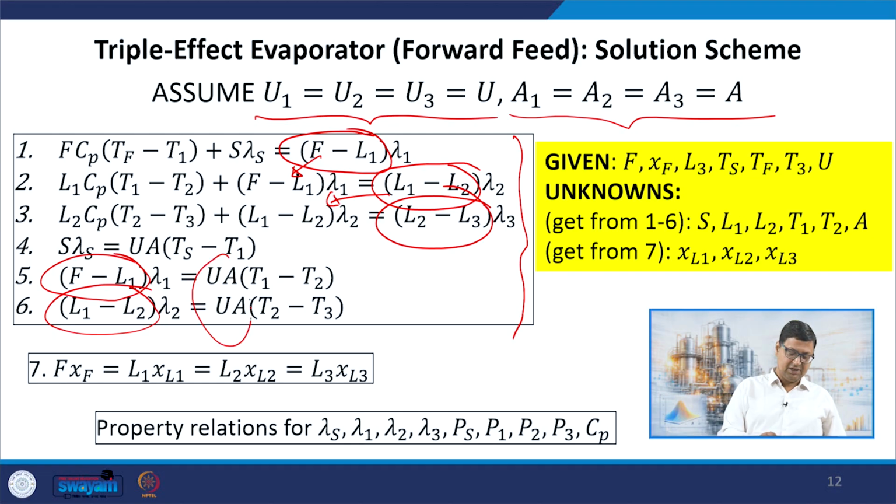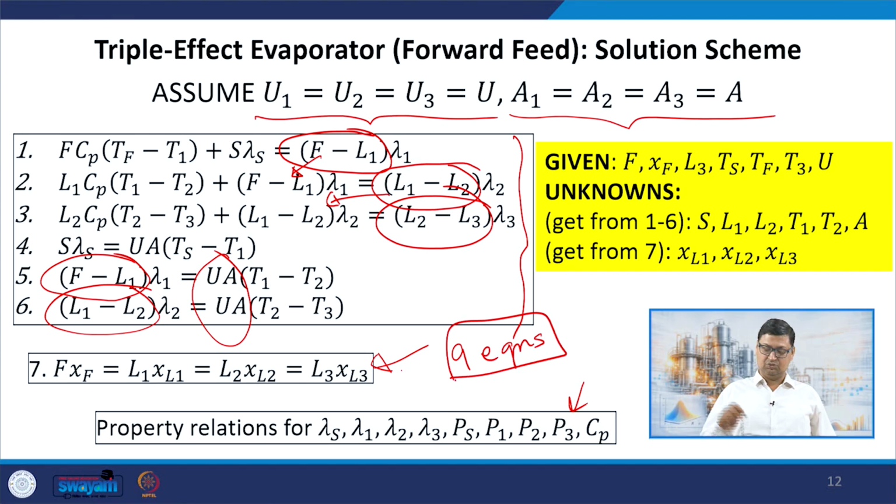In addition, I have also replaced U1 A1 and U2 A2 with UA, because the heat transfer coefficients are assumed to be the same, and heat transfer areas are also assumed to be the same. And then we have solute balances as we had earlier, and again keep in mind that we have property relations. So now we have to make a choice of the given variables and unknown variables. We have in total 6 equations here and 3 here, so a total of 9 equations. So we have to basically keep 9 unknowns in the problem. Everything else should be known to us, and those should be given in some sense.